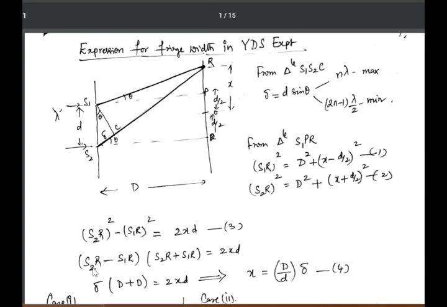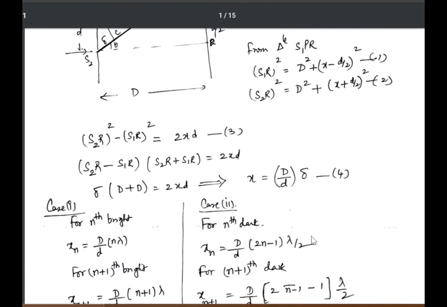So therefore, in the figure, S2R minus S1R is delta, path difference, and S2R will be nearly equal to capital D because theta is very small. Similarly, S1R is also nearly equal to capital D. With that approximation, we can write 2D delta is equal to 2xd. Therefore, x is equal to D by d into delta. That is equation 4.